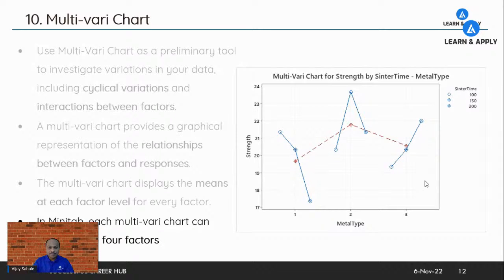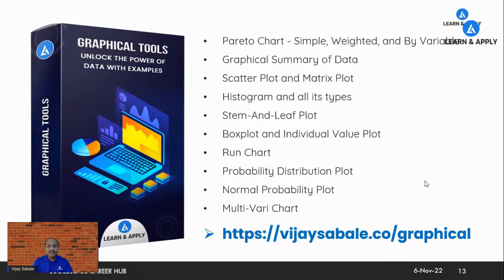So these are the 10 important graphical tools. I have already created very powerful content on them, and it consists of all these 10 tools: the Pareto chart with all 3 variations, graphical summary, scatter plot, matrix plot, histogram and all its types and their interpretation, stem and leaf plot, box plot, individual value plot, run chart, probability distribution plot, normal probability plot, and multivariate chart.